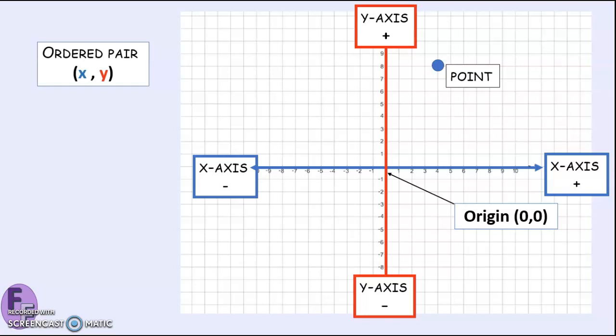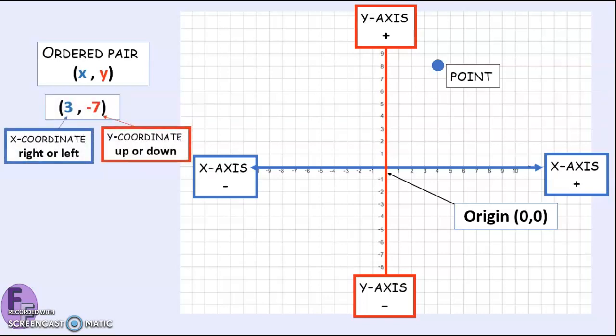The point where the axes cross is called the origin. Its coordinates are 0, 0. The x-coordinate gives the location on the x-axis, and the y-coordinate gives the location on the y-axis. So the x tells you right and left, and the y tells you up and down.